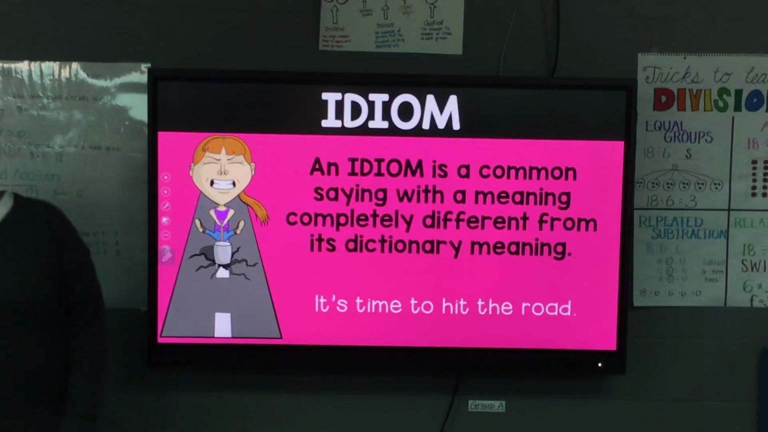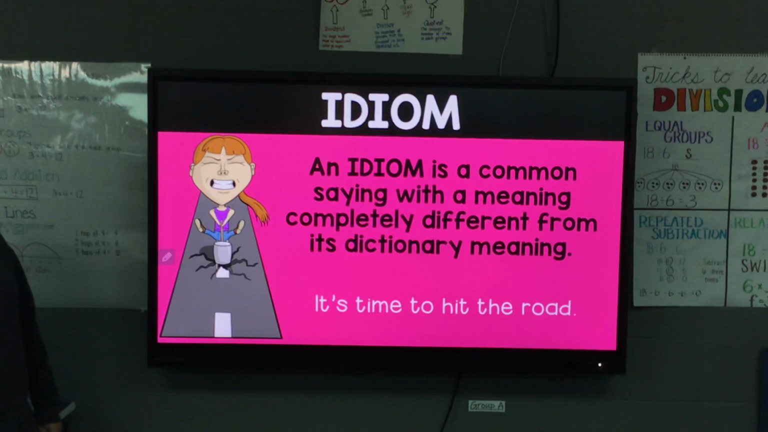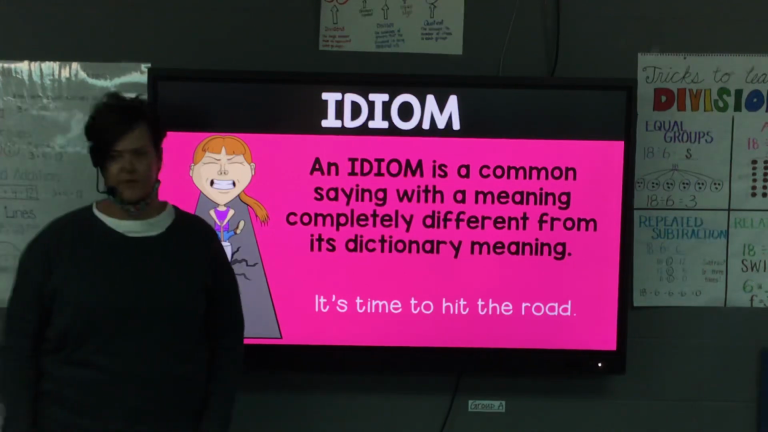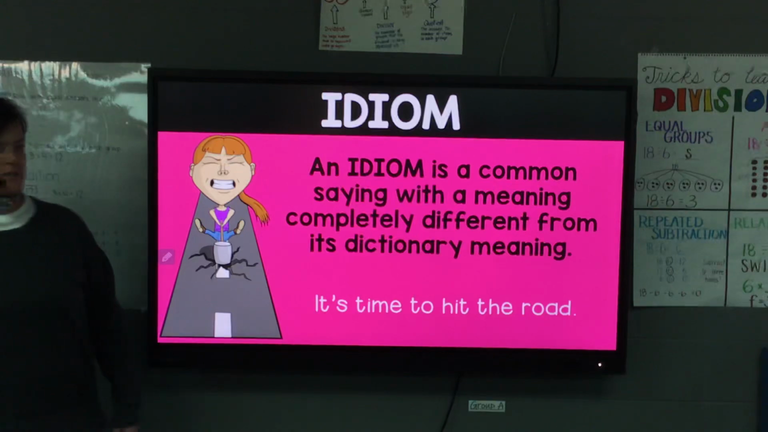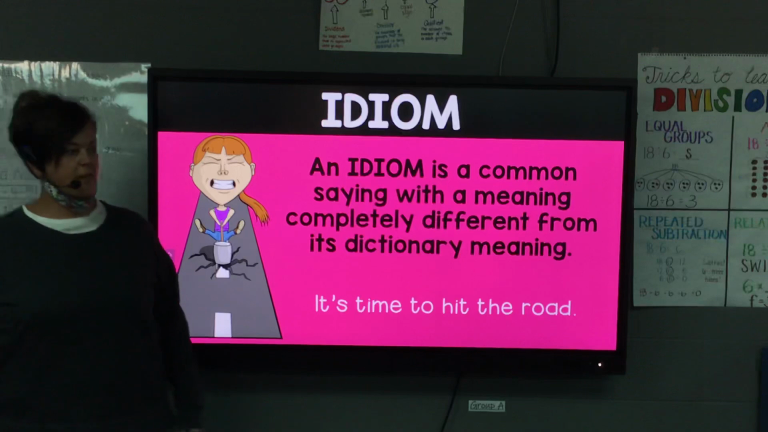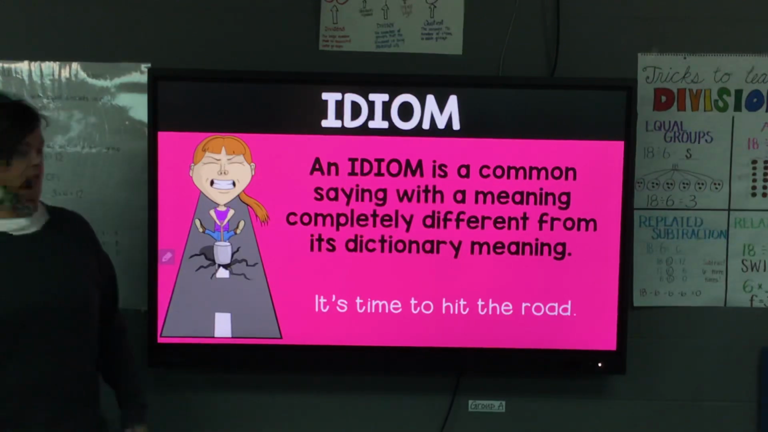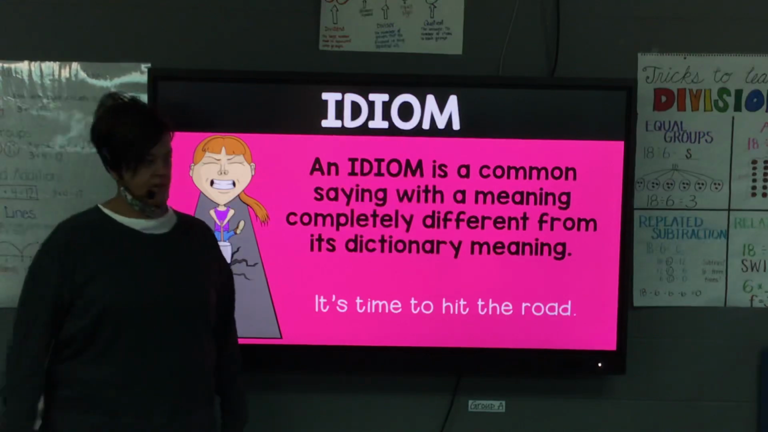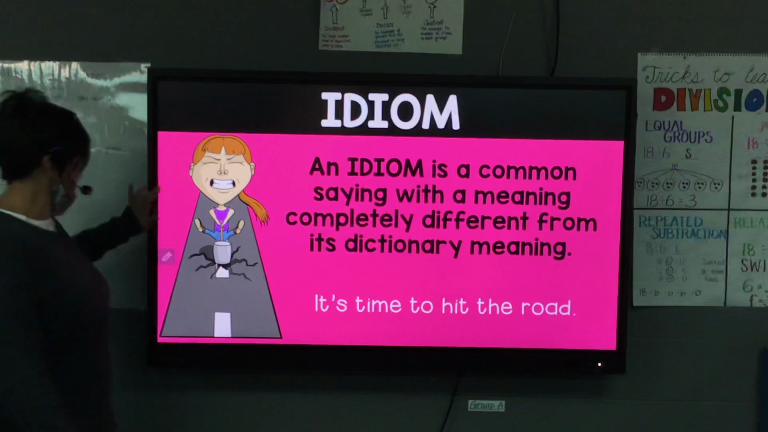All right, idiom. An idiom is a common saying with a meaning completely different from its dictionary meaning. It's time to hit the road. Let's go hit it. What does that mean? It's time to hit the road. Raylin? Going somewhere? Yeah, like it's time to go, right? It's time to get going.